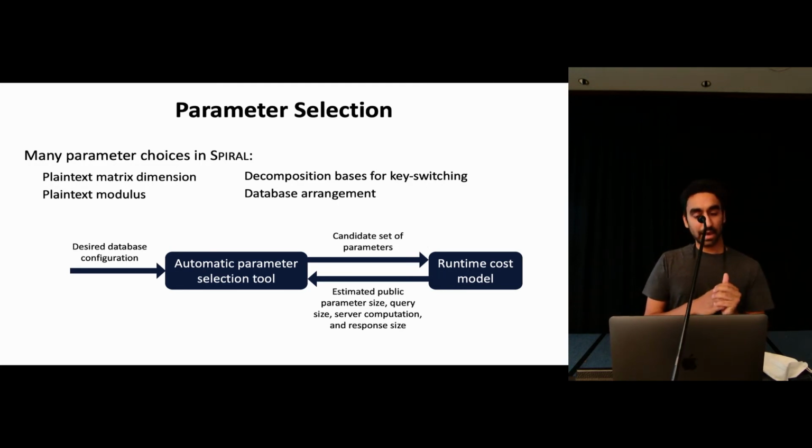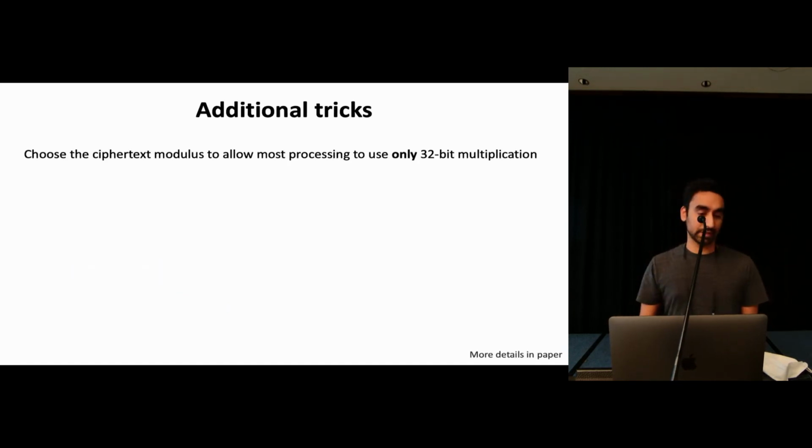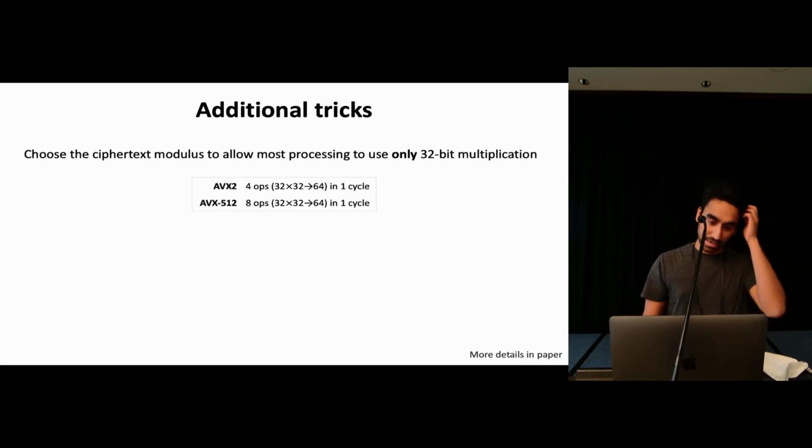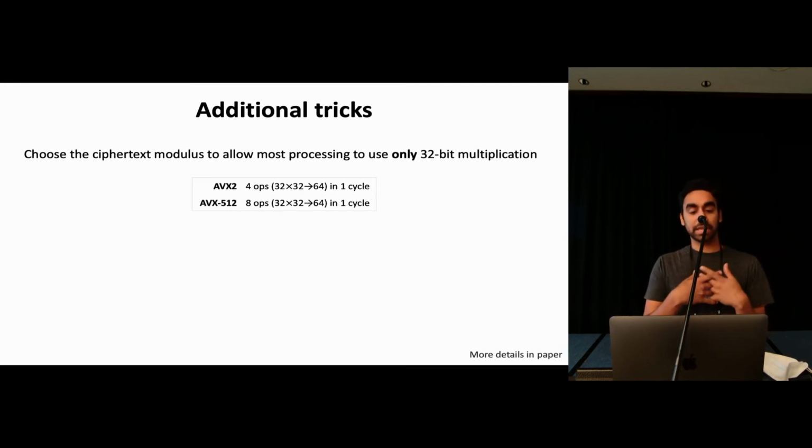So what happens is we input parameters and we guess the query size, response size, and the amount of time the server will take to compute a response, and then we calculate a cost from that. And the tool is able to output an optimized set of parameters. There are 2 other tricks. Another trick we use is we choose our ciphertext modulus carefully so that we can only use 32-bit multiplication for most of processing. This is actually a big win, especially when you remember that using SIMD like AVX512, you can do up to 8 32-bit multiplications in a single CPU cycle. So this is actually a significant win.